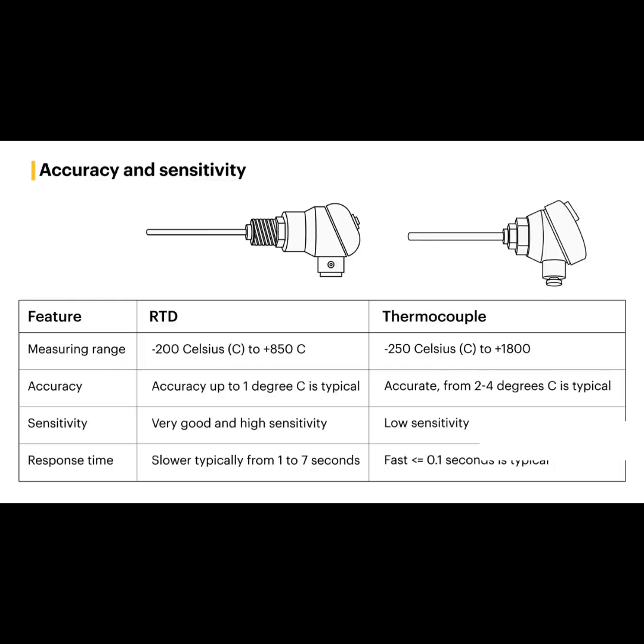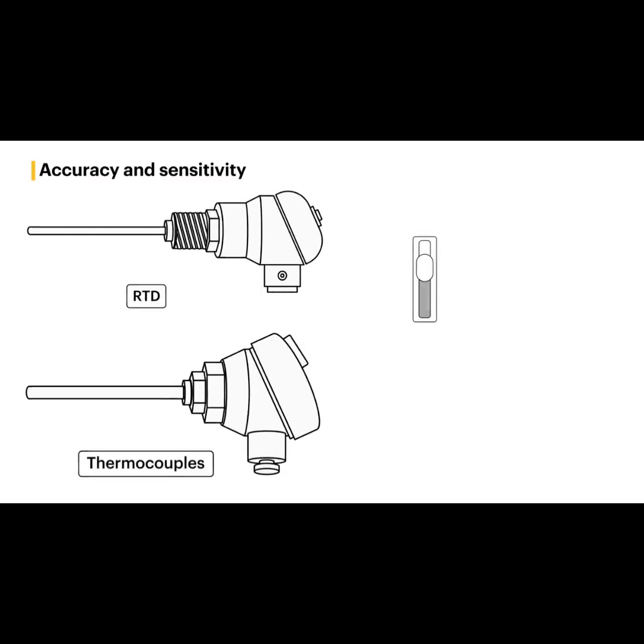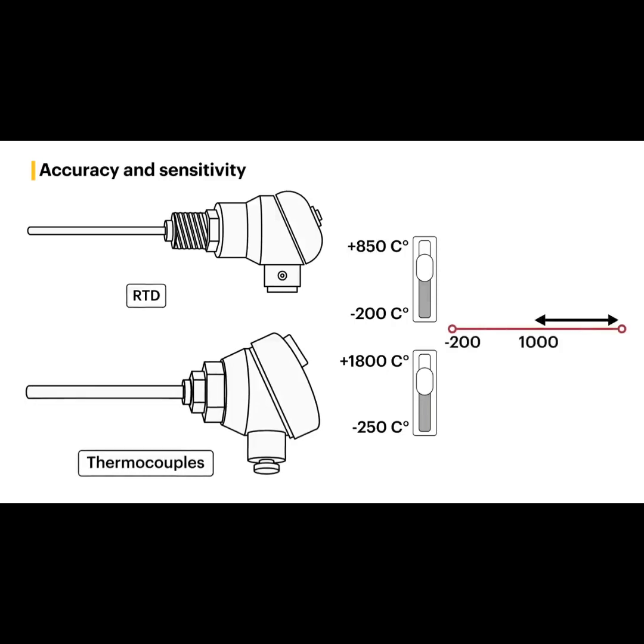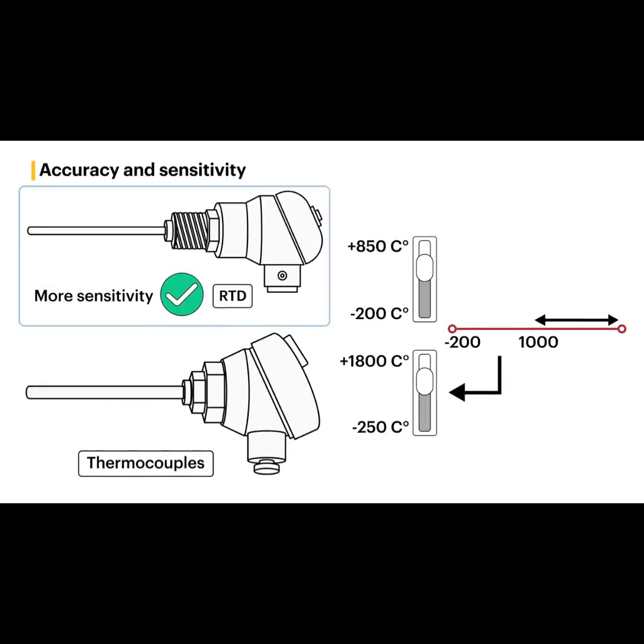For example, the measuring range for an RTD is between minus 200 degrees Celsius and plus 850 degrees Celsius. But for a thermocouple, this is minus 250 degrees Celsius to plus 1800 degrees Celsius. So, if you need to measure a temperature that can go as high as 1000 degrees Celsius, then thermocouple is the sensor you can choose. Or if you need more sensitivity, RTD is a better option.